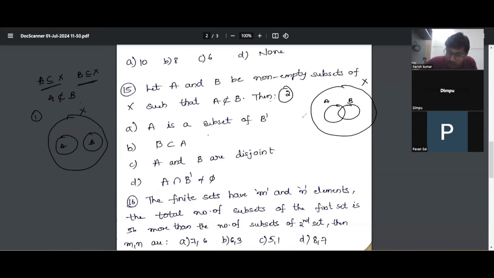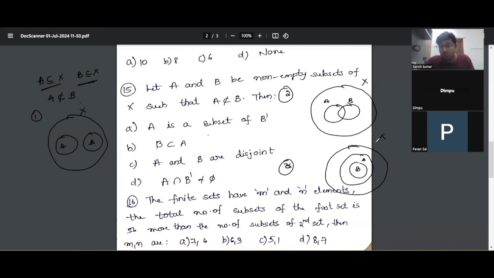What could be the third case? The third case could be B being a subset of A, right? Because he has said that A should not be subset of B, but B can be a subset. So these are the three cases. ఈ మూడు కేసెస్ కాకుండా ఇంకేమన్నా వస్తాయి? ఇంకేం రావు.